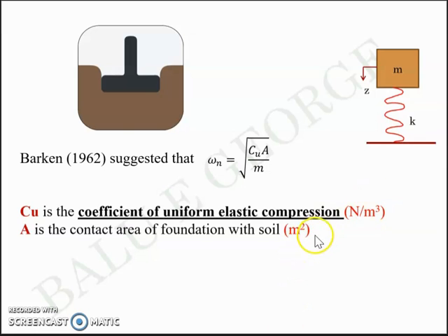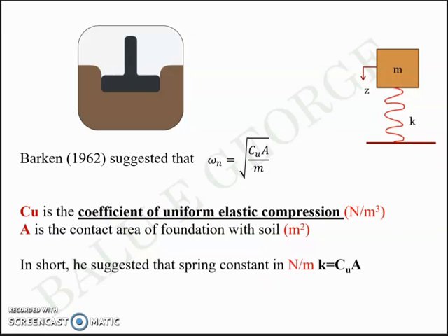So these units are quite important. That's why I've written it in red font. So Barkan suggested that the spring constant of a soil in a machine foundation can be taken as cu into a, where cu is the coefficient of uniform elastic compression and a is the contact area. So in short, he said that k in Newton per meter is equal to cu into a. Now this unit again is quite important. When you take k in Newton per meter, you'll get omega n, the natural frequency, in radians per second.